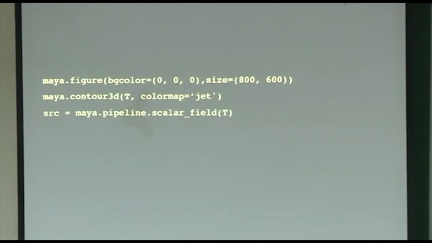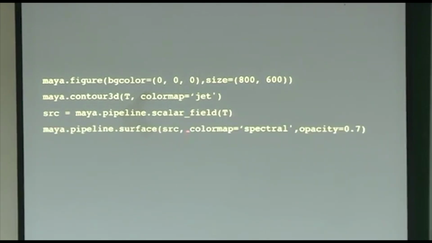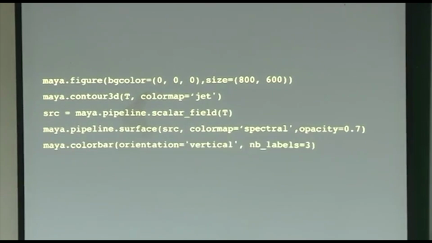Now if I want to plot the density plot, I source this scalar field T and I write surface SRC, color map spectral, and opacity is 0.7. Opacity moves from 0 to 1. If you decrease the opacity, you can see inside the structure, and then you set the color bar. This is similar to what you have already done with your contour plots of matplotlib. This is the orientation, so you can change your orientation and number of levels. I keep 3, and then maya.show, which is similar to plt.show.